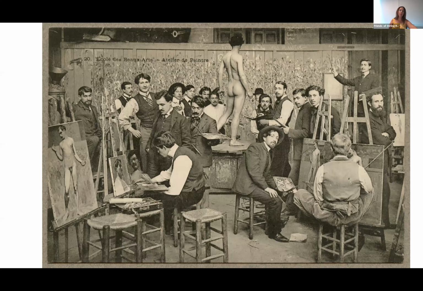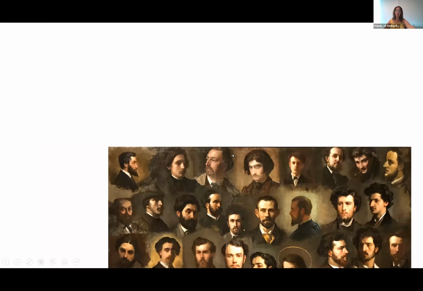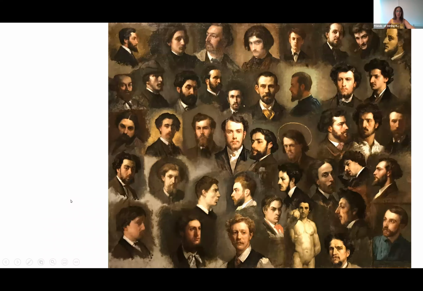And what we're going to see is those young artists who are going to have extra classes in artist studios. For example, in Charles Gleyre's studio, we see artists like Bazille, Monet, Renoir, and Alfred Sisley. They're going to meet in those classes, those private classes. They're going to be friends and they're going to talk about art.